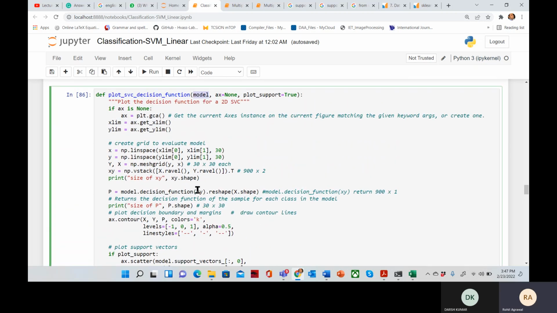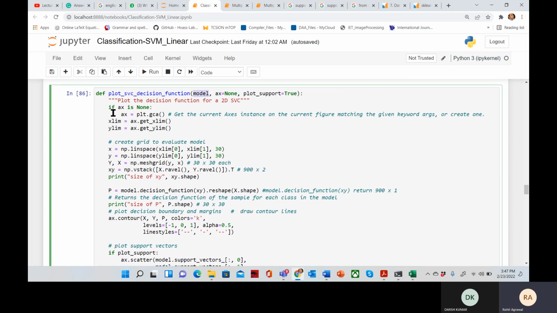Please see carefully. This is actually not so much required. See, if ax is None, meaning nothing is passed for plotting, then you can take the current axes. We can avoid this, but for good programming practice we generally take care of these things. So get the current axes instance on the current figure. Then x limit, y limit. Back to ax: if it is None, if you are not passing anything in the function. I think you studied in the first year of Python programming that you can pass a variable number of arguments to a function.